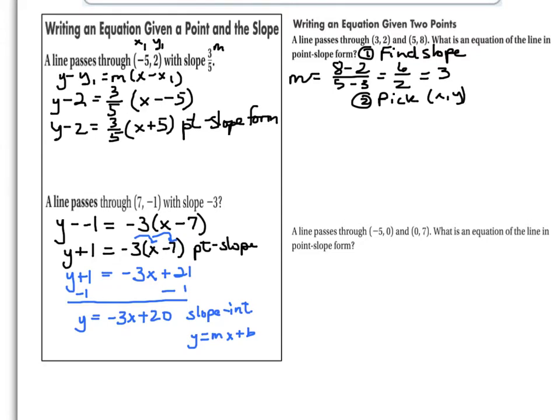It doesn't matter which one of these two you pick. Okay, so let's use the slope of 3, and let's use the ordered pair (3, 2). And I'm going to plug that into point-slope form. Remember, point-slope form is there.